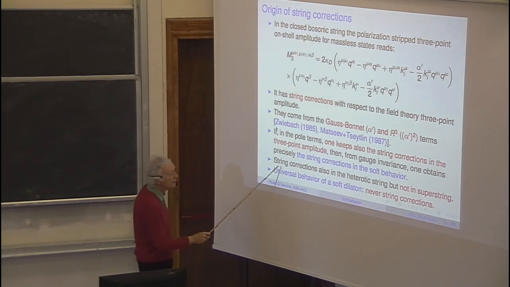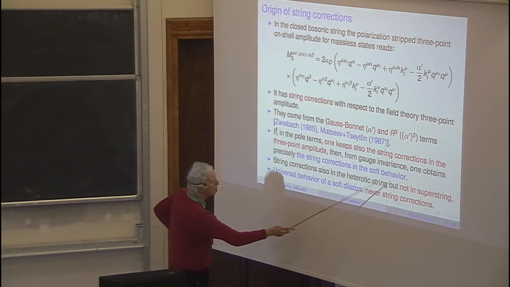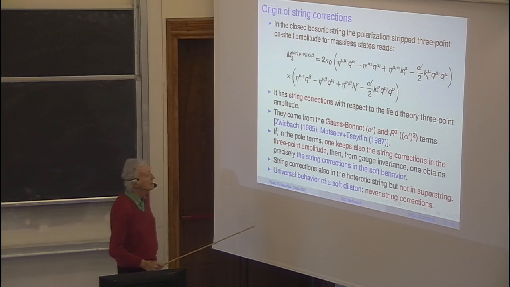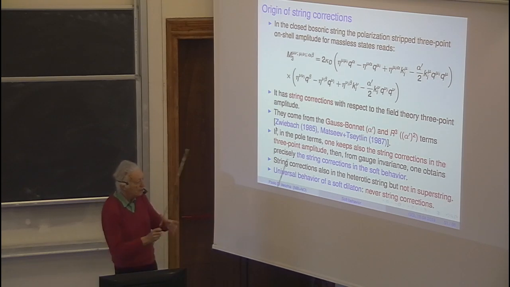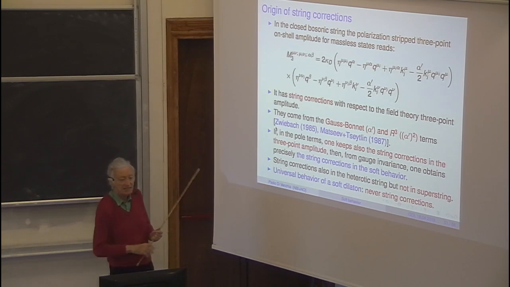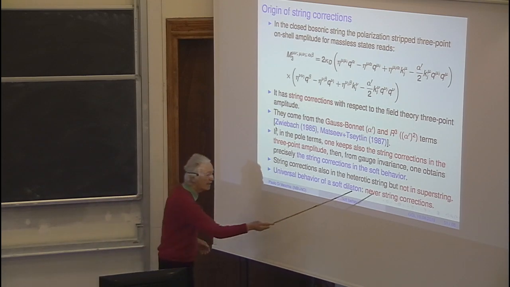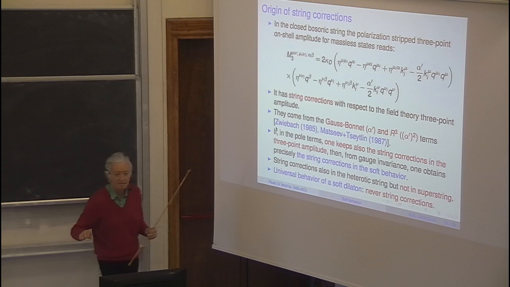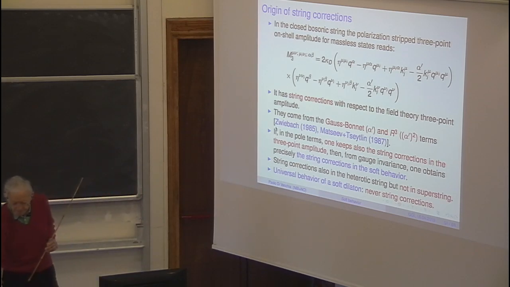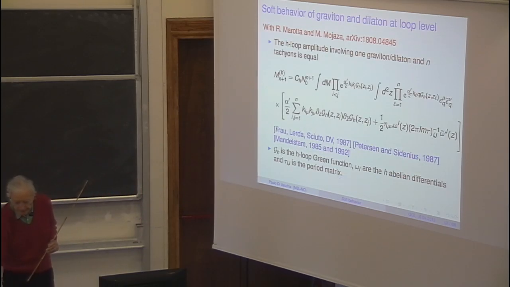There are string corrections in the heterotic, but not in the superstring. However, you have string corrections when you project on the dilaton, both in the heterotic and in the bosonic. There are never string corrections. They cancel. Now let me go to loop diagrams.